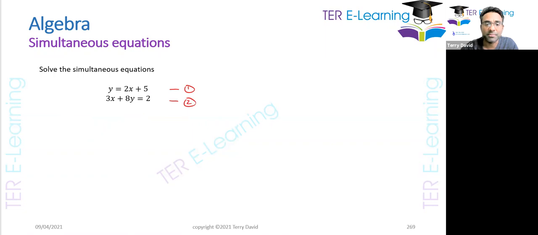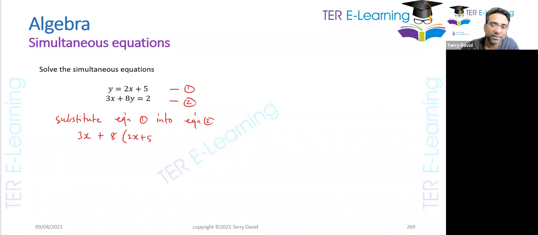What I'm going to do is substitute equation 1 into equation 2. So that's my first step. So this is going to be 3x plus 8y. So it's going to be 8 open brackets 2x plus 5, and that is equal to 2. So I'm substituting my first equation into my second equation.